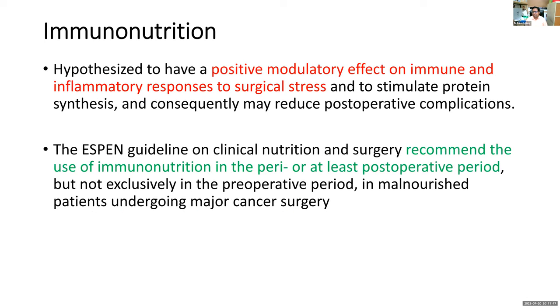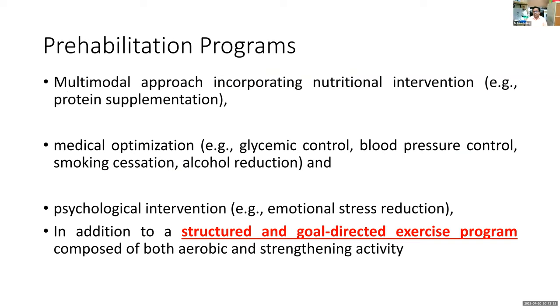The role of various immunonutrition is a little controversial. They have been in the literature for the last so many years and decades, and their role has always been challenged. It has been hypothesized to have a positive modulatory effect on immune and inflammatory response to surgical stress, and they stimulate protein synthesis, and consequently, probably they will reduce postoperative complications. That's why the ASPEN guidelines recommend the use of immunonutrition in the perioperative period. But their definitive role in the outcome is not very well assessed.